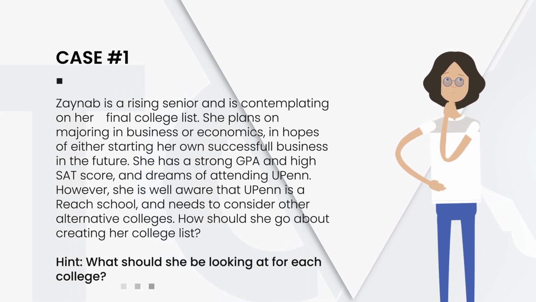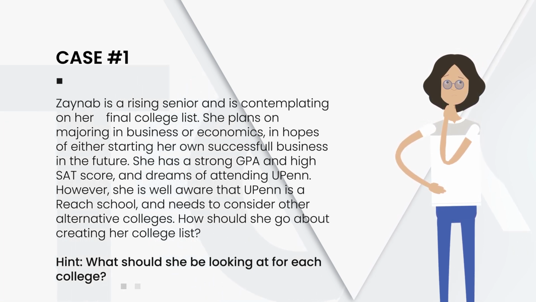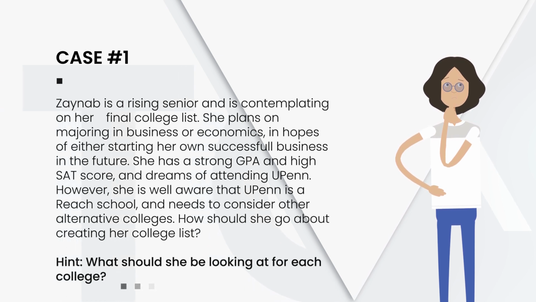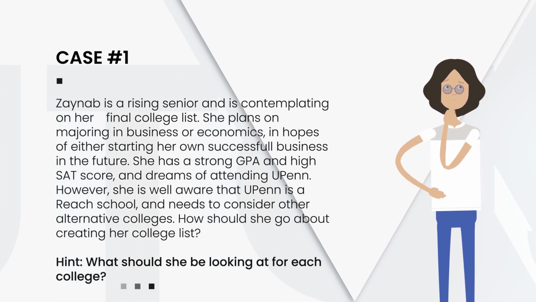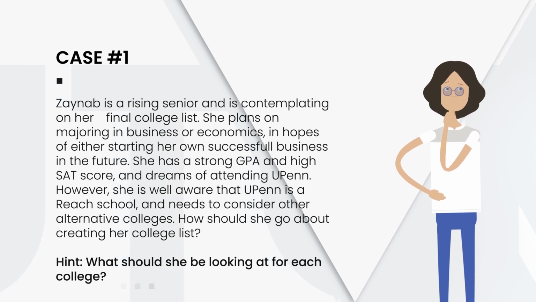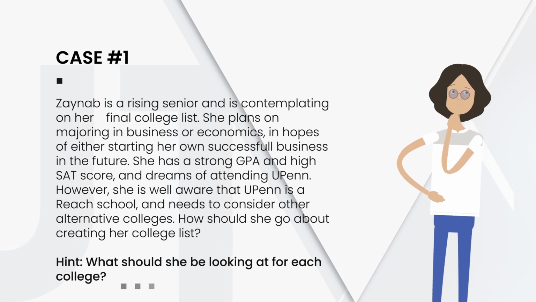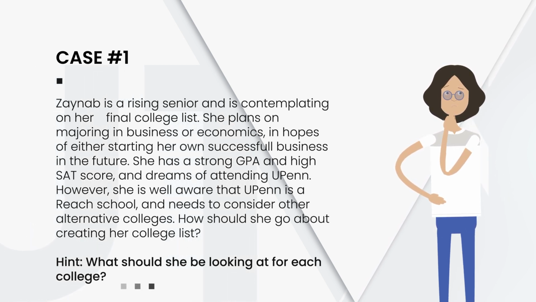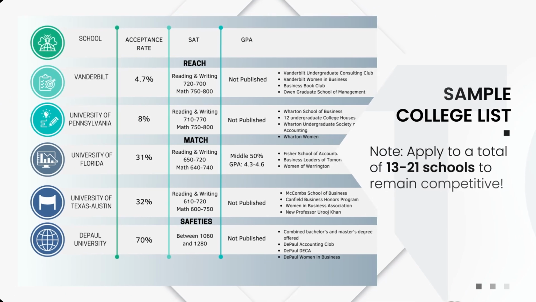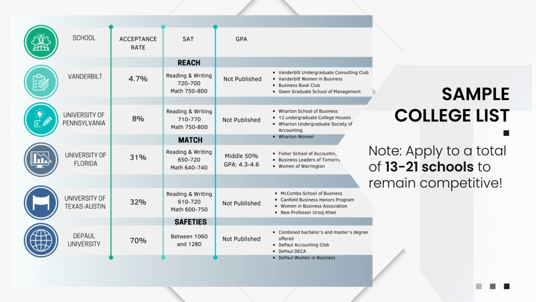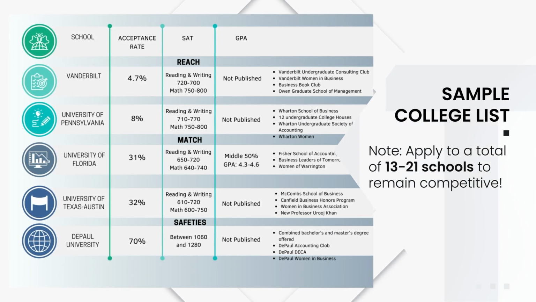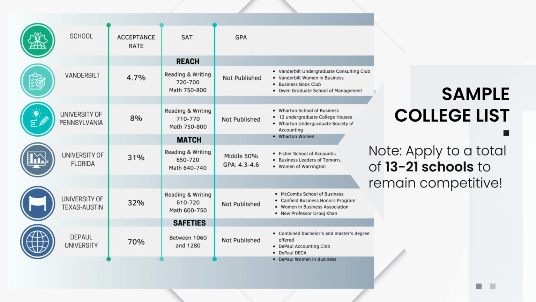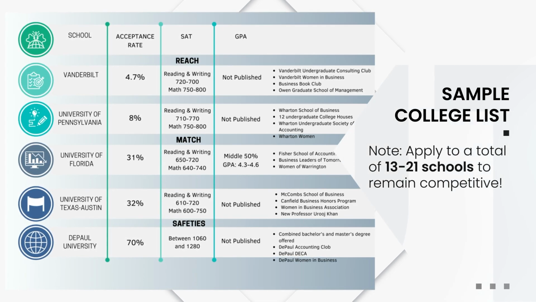All right, so what can Zainab do? The biggest thing is creating a college list that is balanced. Obviously, UPenn is Zainab's dream school, but you have to consider other schools that you are more likely to get into and still apply in order to heighten your chances of actually being admitted to an institution. So here is a sample college list, and generally, your college list should be a total of 13 to 21 schools to remain competitive. Nowadays, because of low acceptance rates, it is more common to apply to about 19-ish. So take that into consideration.